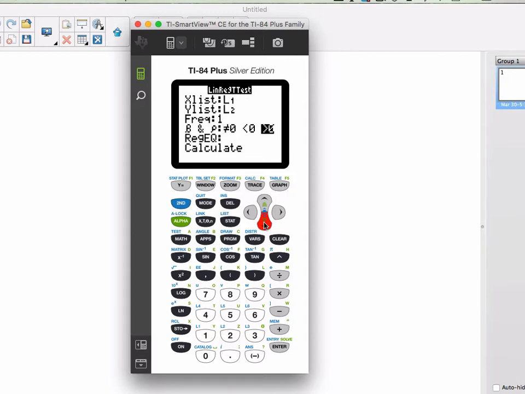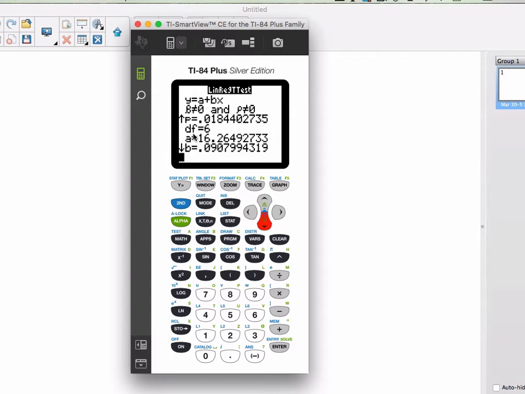But 8 wants to know, is there evidence that the slope of the true regression equation is not 0? So in 8, I want to test not equal to 0. So I'm going to set that up right now. And then I will do calculate. And then to get my equation, I need to scroll down just one line. So my equation is y hat equals a plus bx.